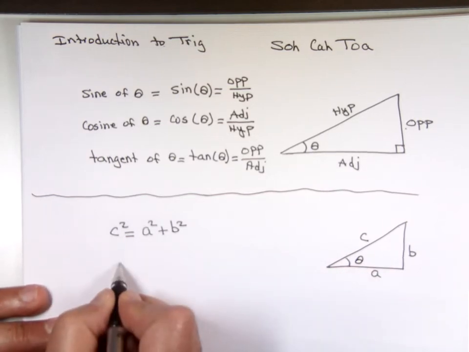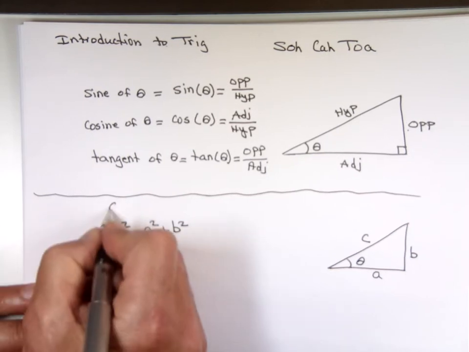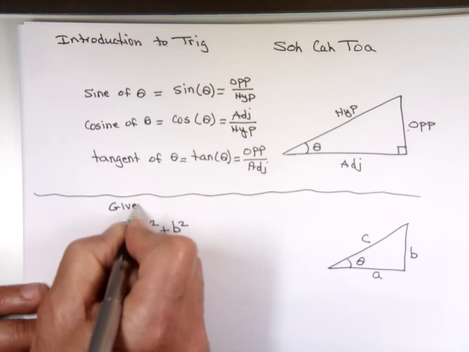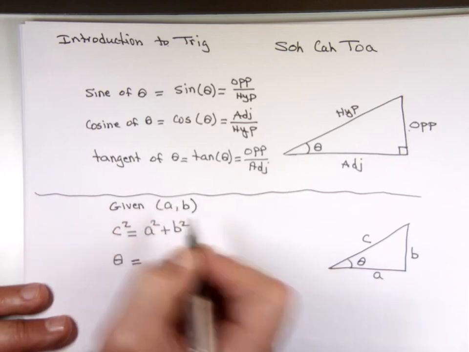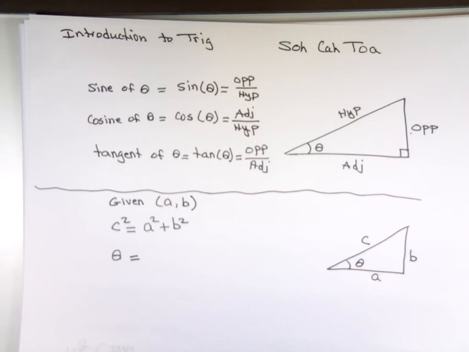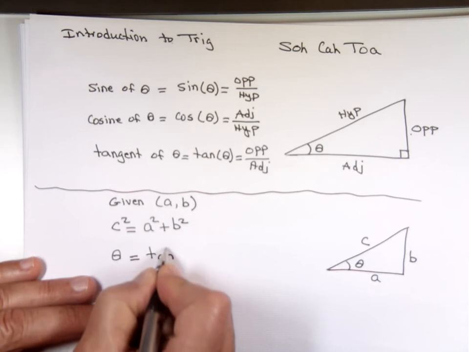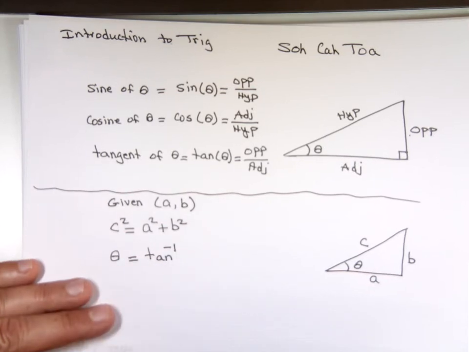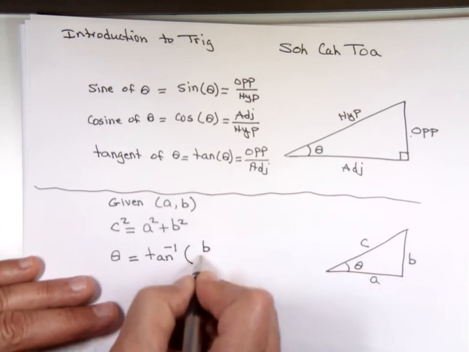Can I also find theta if I'm looking for C? If you know A and B, can you find theta? So this is given A and B. If you are given A and B, can you find C? Can you find the hypotenuse? Yes. Can you find theta? Yes, it's the inverse tangent. Tangent is opposite over the adjacent, B over A.